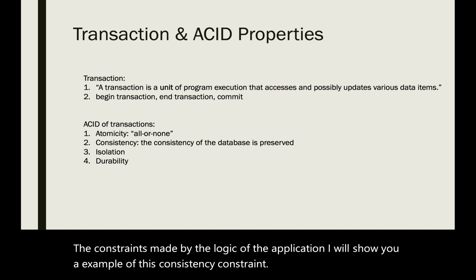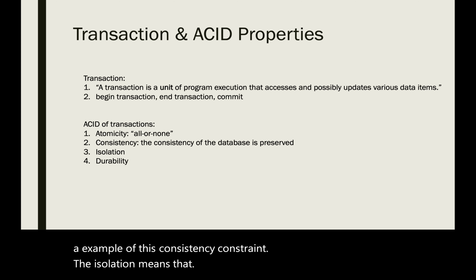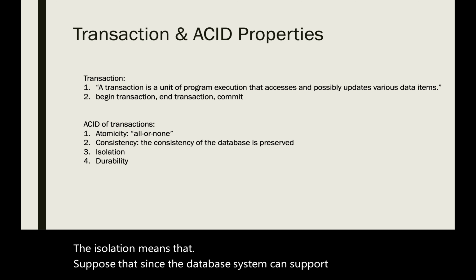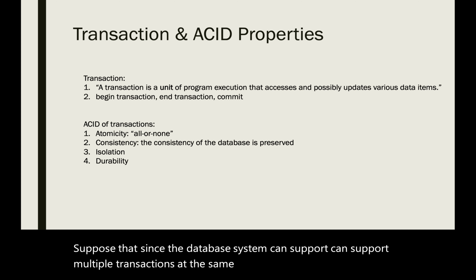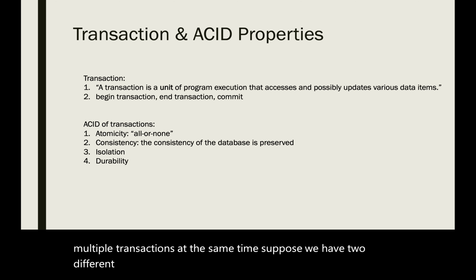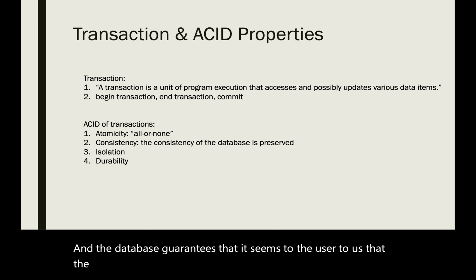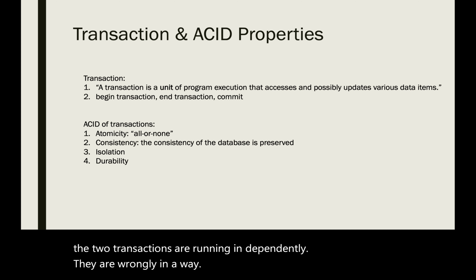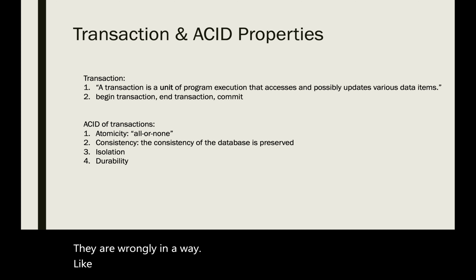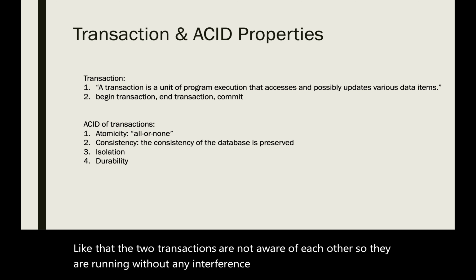The isolation means that, since the database system can support multiple transactions at the same time, suppose we have two different transactions, the database guarantees that it seems to us, the users, that the two transactions are running independently. They are running in a way that the two transactions are not aware of each other. So they are running without any interference between each other.